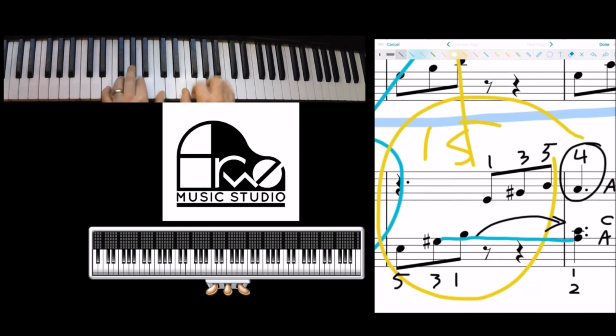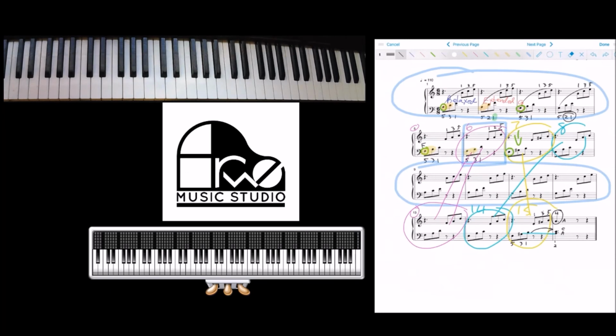See that? Watch my hands real quick. So this is where I am, and then my thumb is going to move to the C. Nothing else has to change. All right, 2, 1, and 4. That's pretty much the entire song.